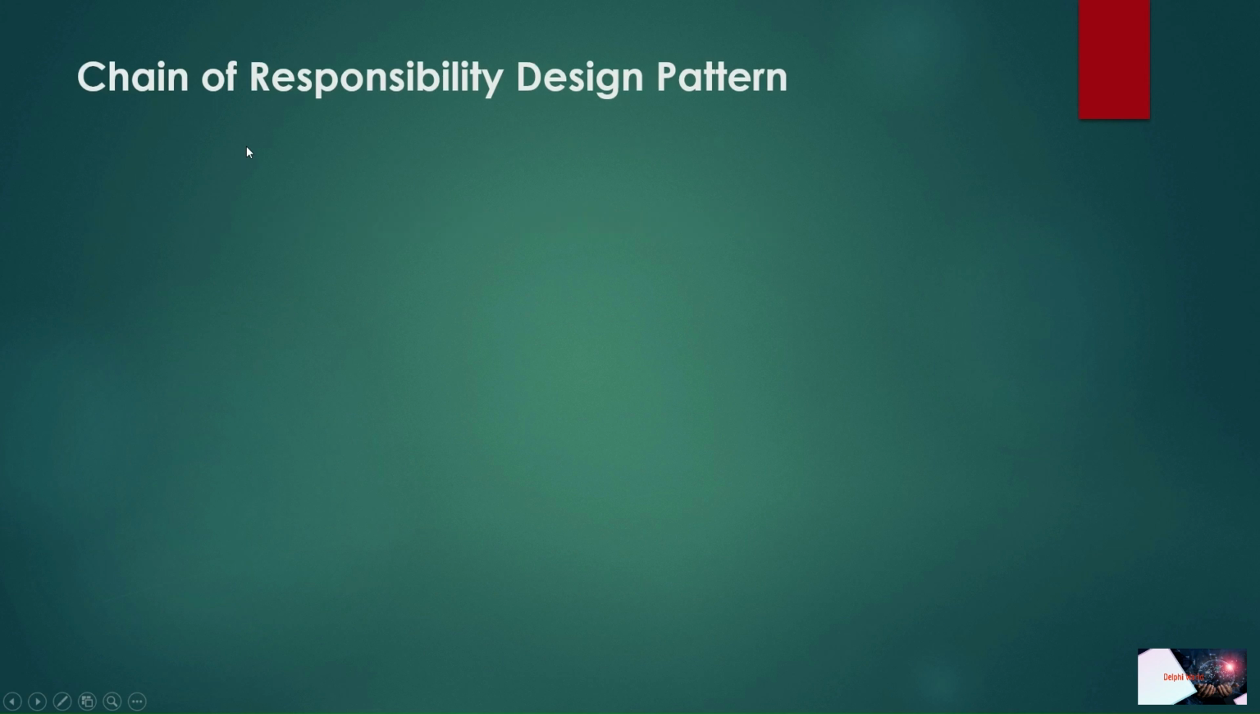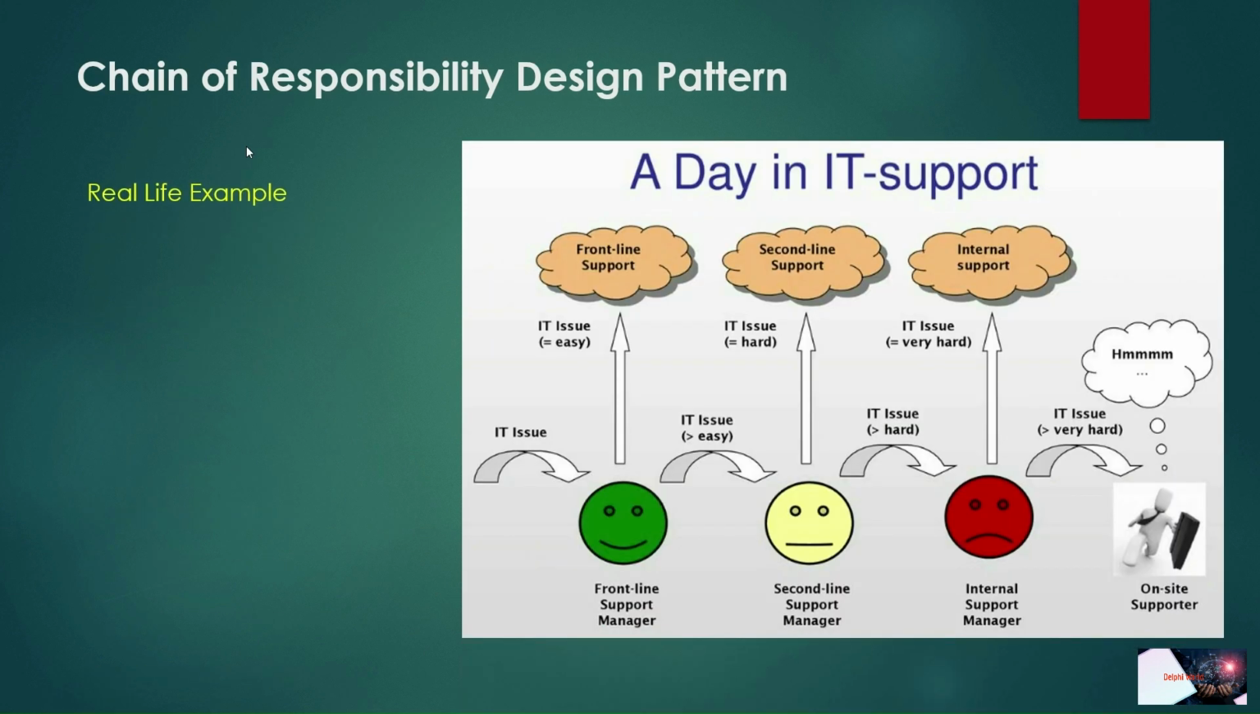Let's talk about a real life example. In real life, we get an IT issue. If it is simple, it will go to the frontline support, and the frontline support manager can handle it. If the frontline manager is able to handle it, then the request ends there itself. If the frontline support people are not able to handle it, then this request will transfer to the second line support manager. And if the second line support manager is able to handle the request, then fine, right?